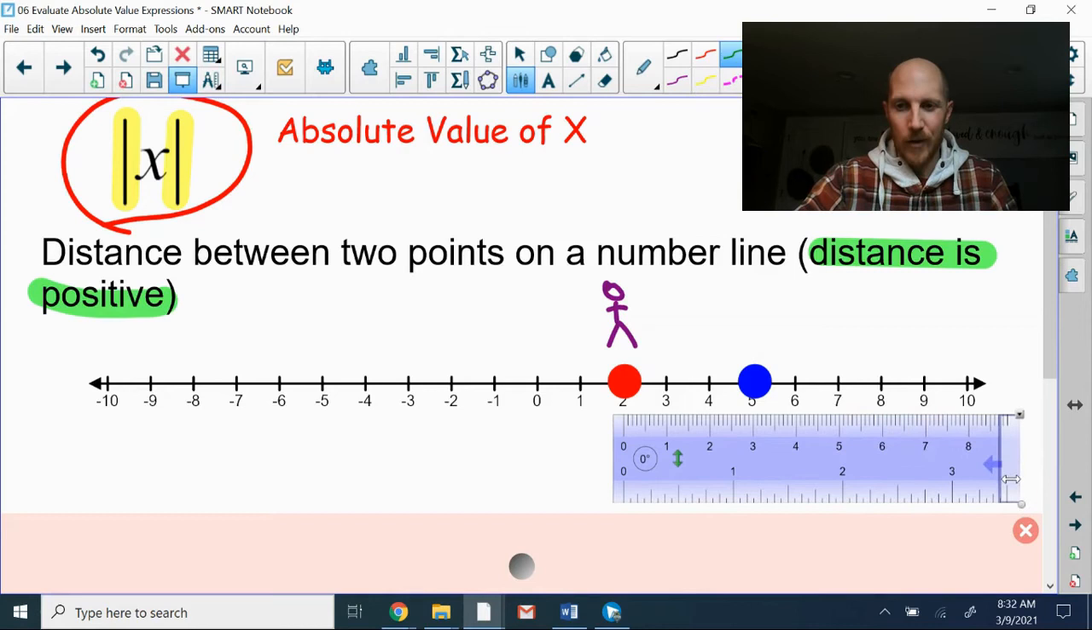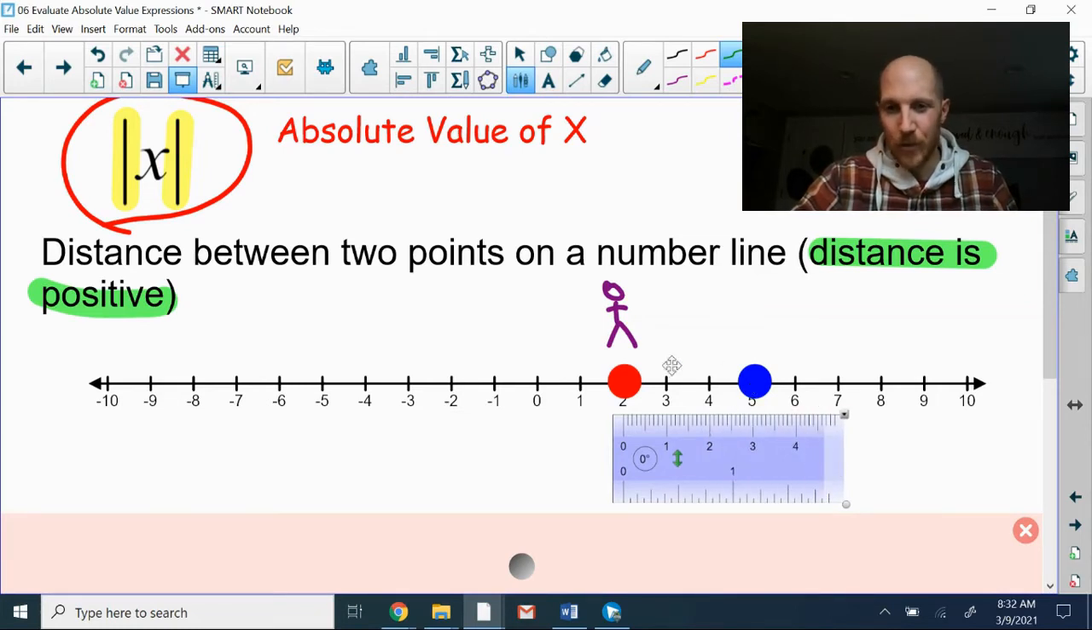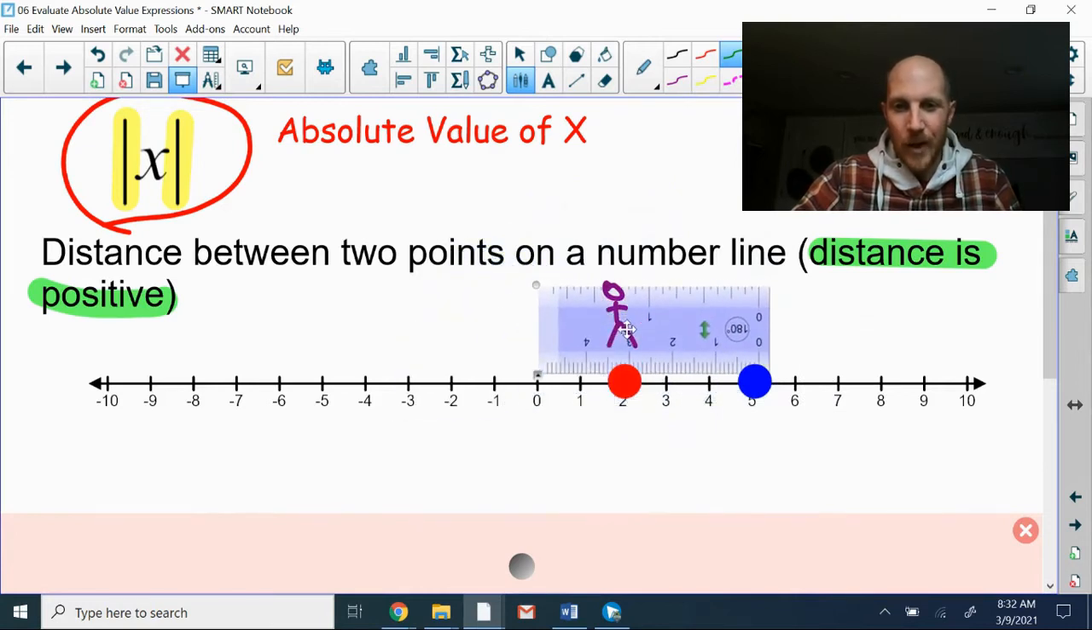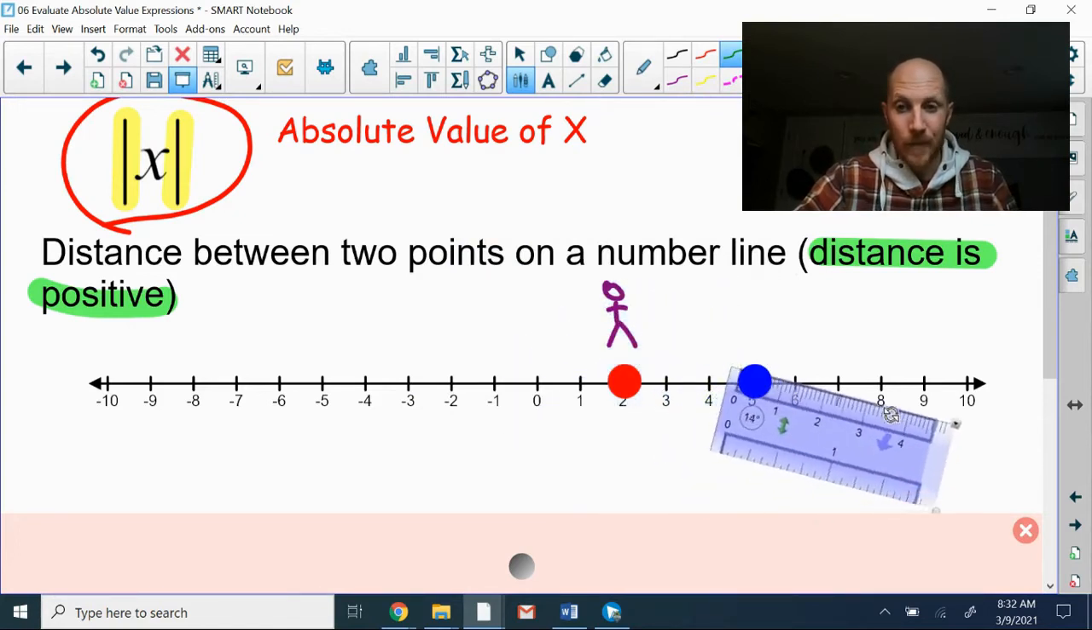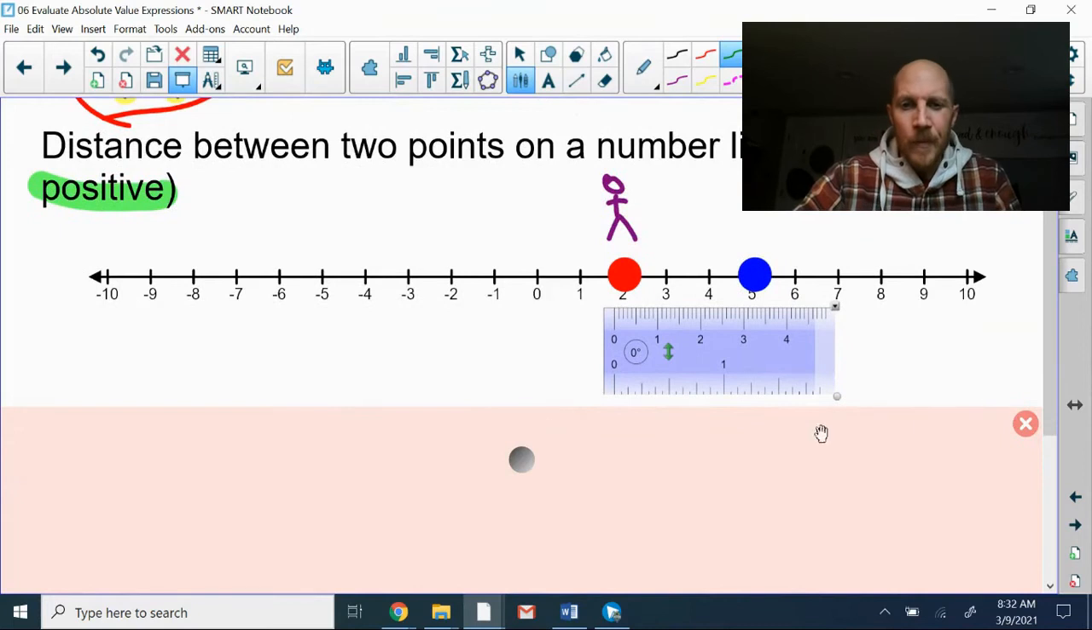I can make this end longer. I can get more numbers, but I can't make negative numbers show up on this ruler. So if I needed to measure starting at the blue one and going to the red one, I could flip the ruler around, but it still is only going to show me positive numbers. Negatives don't ever show up on rulers because distance is always positive. And so that's why we don't put negative numbers on rulers. It doesn't even make sense. So absolute value is a symbol that tells us we're measuring distance.